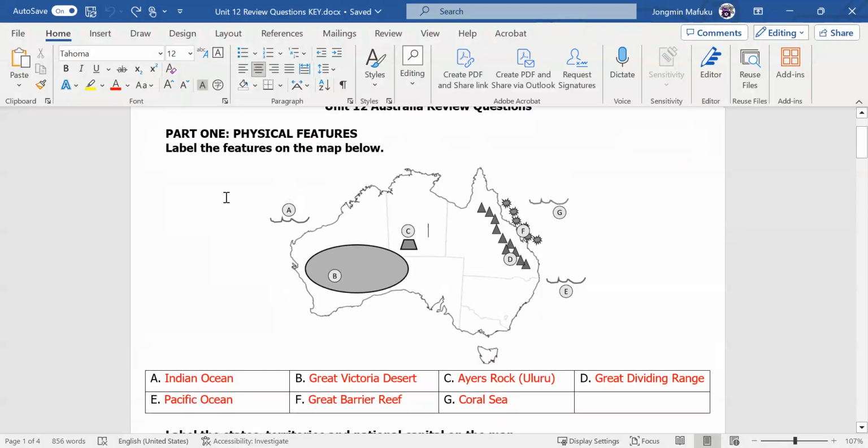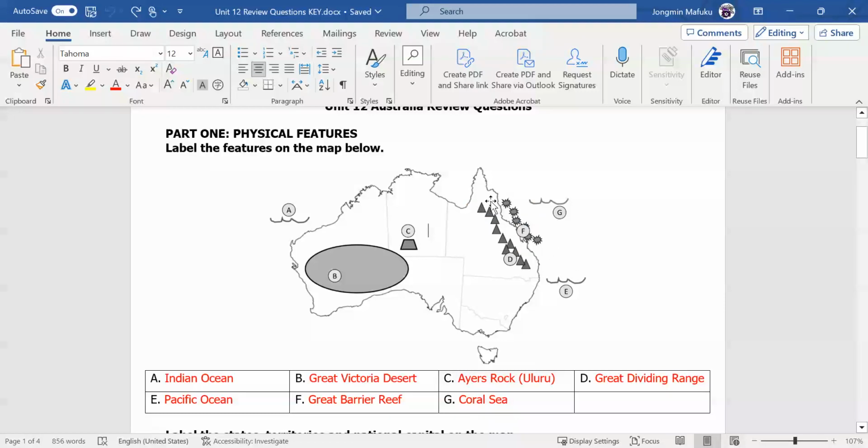With A right here, we have our Indian Ocean. Geography, I believe, is going to be the easiest, right? We do this every day. This is Indian Ocean. Of course, then we go to B, the Great Victorian Desert. Then C, Ayers Rock, Uluru Rock. Then, of course, we got D, the Great Dividing Range. And F, which is the Great Barrier Reef.